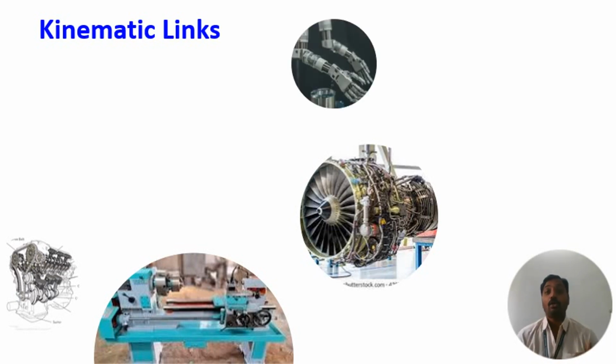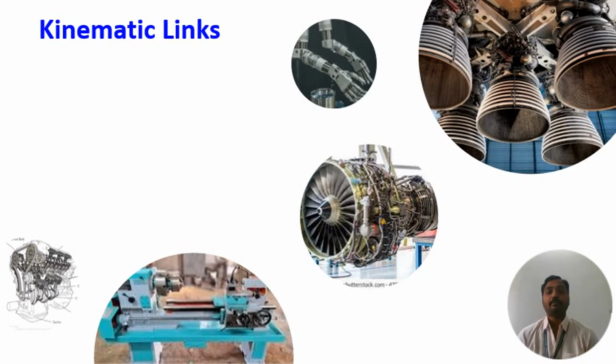And here is the robo arm. The robo arm is also trying to mimic human nature. And here is the rocket engine, also one of the parts of the kinematic links.